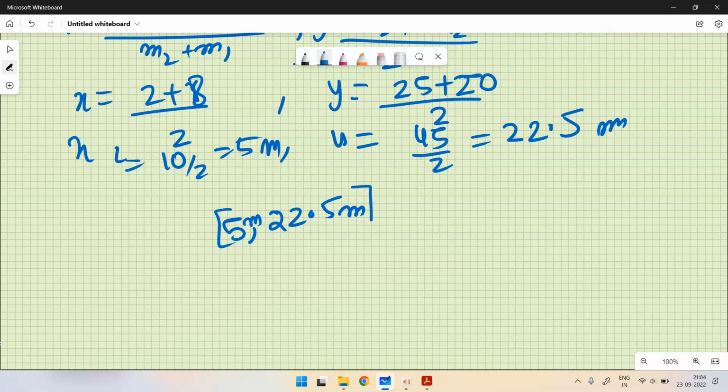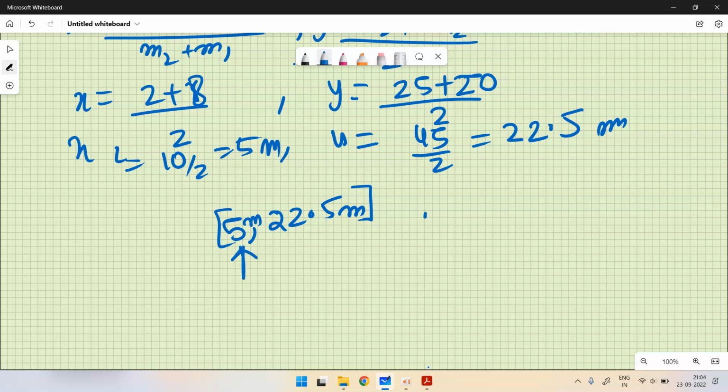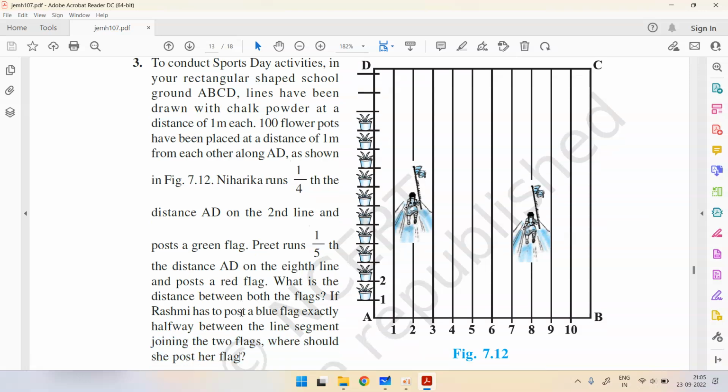So what you can say is that Rashmi needs to run to the fifth line and cover 22.5 meters vertically, so that she reaches and puts her blue flag exactly in between the points joining the two line segments. So both of them are correct.